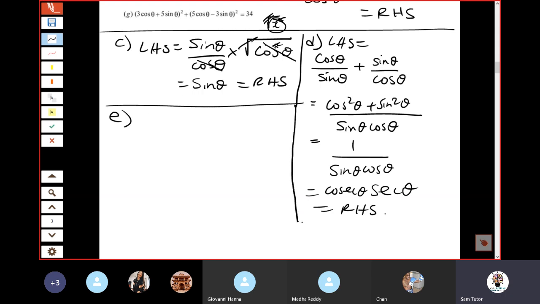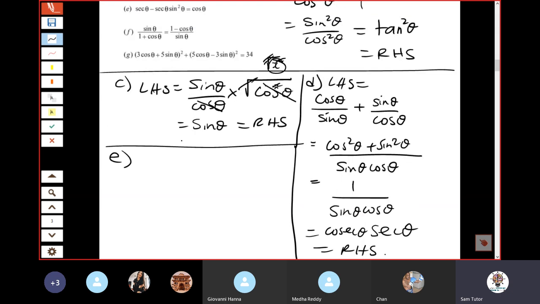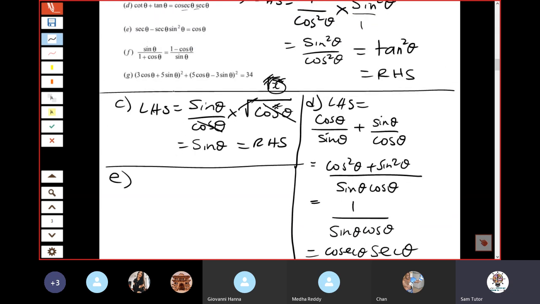E. Okay, let's try E. E is sec theta minus sec theta sine squared. Left-hand side equals sec theta minus sec theta sine squared.